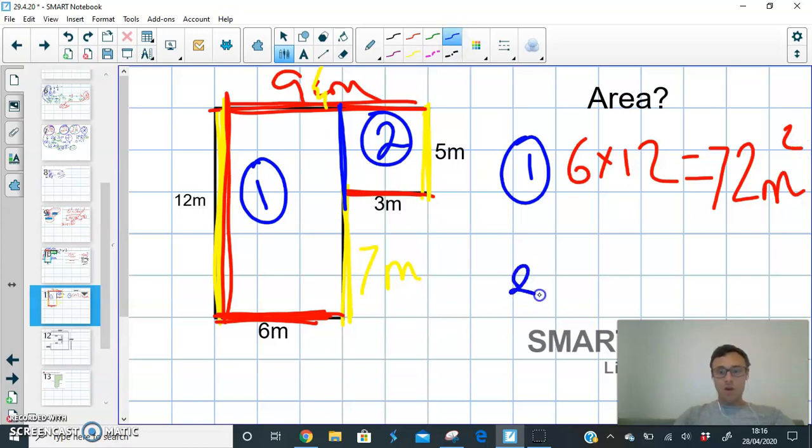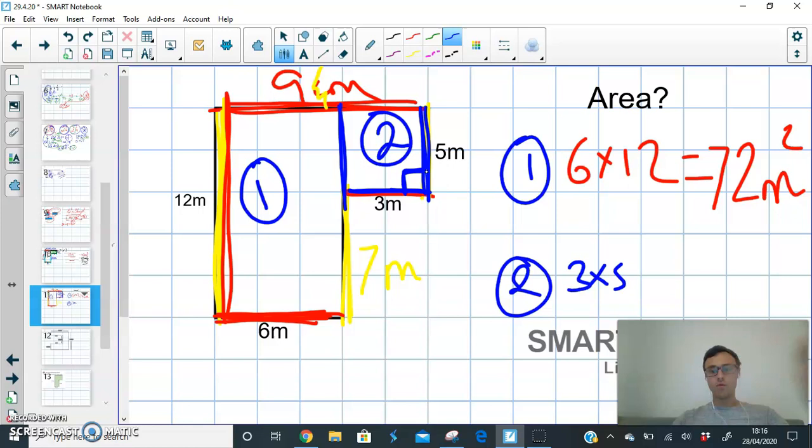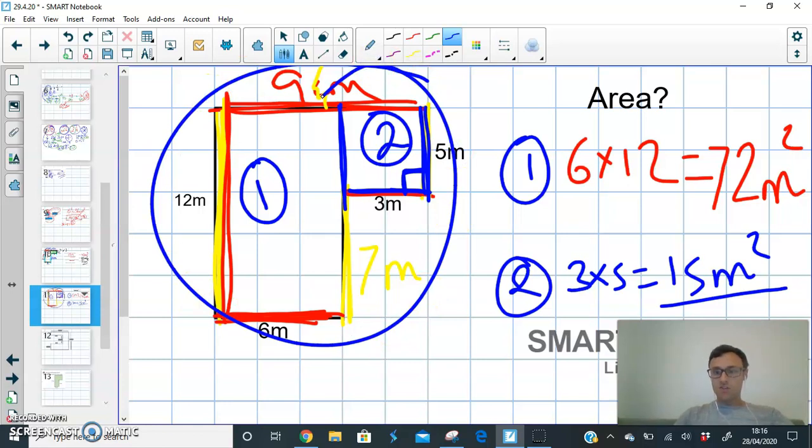Now I'm going to do the area of part 2. How many along is this part? It's 3. How many high is it? It's 5. So I'm going to do 3 times 5. Remember, you're always multiplying numbers at a right angle, which is 15 meters squared. And then to get the total of all of the shape, I add them together: 87 meters squared. Okay?